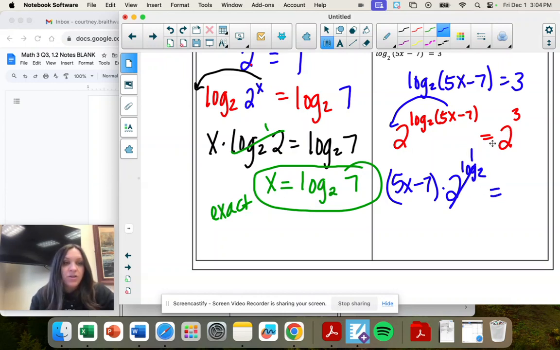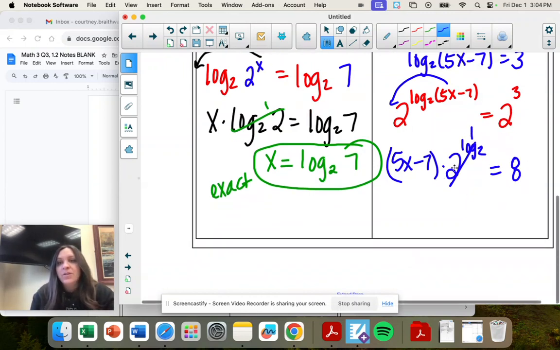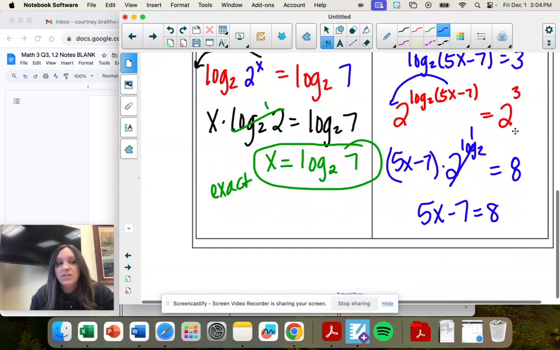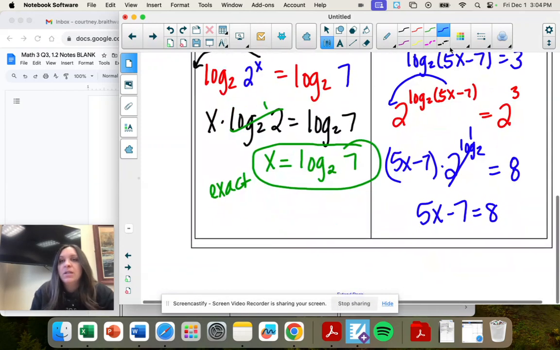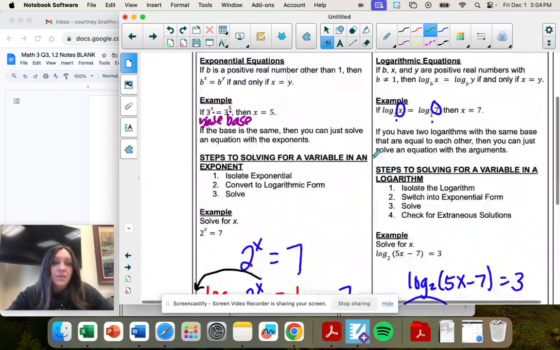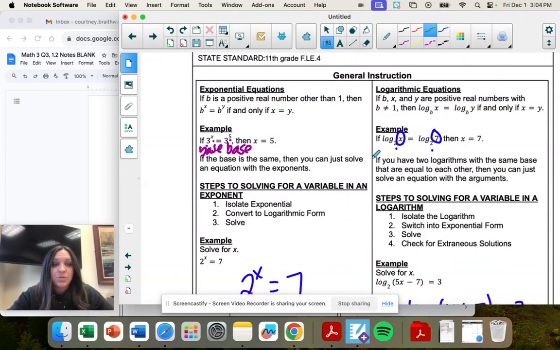And then 2 to the third is 2 times 2, which is 4 times 2 is 8. So now I just have my exponent, 5x minus 7, or the argument up here equals 8 because 2 to the third power. And then it's just a simple equation we can solve. 5x equals 15, divide by 5, x equals 3. And that's how we solve those. So we go back and forth between exponential form and logarithmic form, and we really use the power property to solve for exponents.